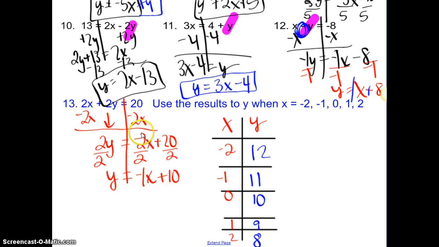Then I plug this in. So y equals negative 1 times negative 2. And so positive 2 plus 10 equals 12. Now I forget I ever did that, and I'm going to plug in negative 1. Negative 1 times negative 1 is positive 1 plus 10 is 11. Negative 1 times 0 is 0 plus 10. Negative 1 times 1 is negative 1 plus 10. Ooh, 9. And the last one, negative 1 times 2, plus 10, so I get 8.